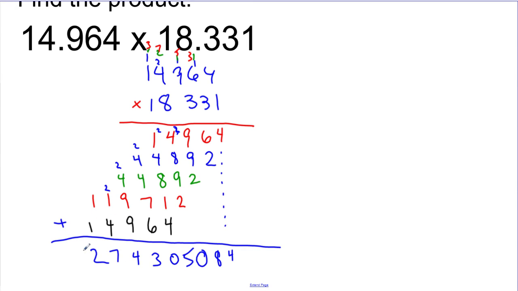Okay, so I end up with this gigantic number again, but I have a bunch of decimal points here. 1, 2, 3, 4, 5, 6. So I'm going to go down here and say 1, 2, 3, 4, 5, 6. This is what I need.